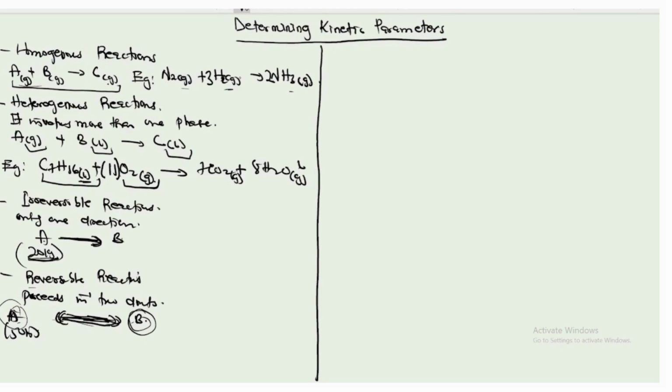But for the irreversible reaction, the reaction stops when the reactants are consumed fully. And for the reversible reaction, the reaction stops when equilibrium is reached or established. That's when the concentration of the reactant and the product are the same. And also we can look at rate of reaction.